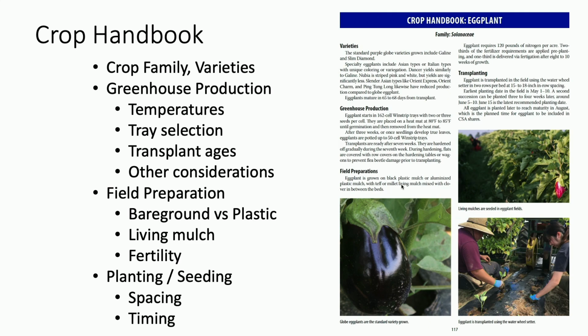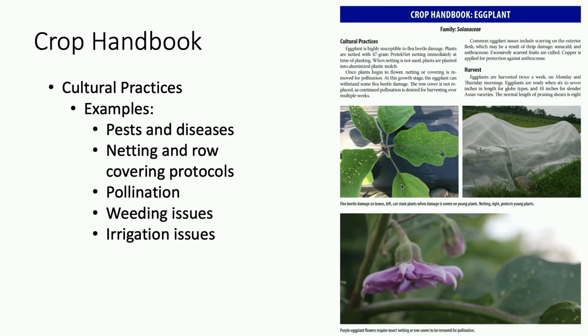What you're going to discover in the crop handbook and on the profiles is just introducing the crop. We'll talk through varieties that we have used successfully. If it's a greenhouse produced crop, we'll talk about how we choose trays, transplant ages, things like that. And then field preparation, the fertility requirements of that crop, what we're doing, is it going into bare ground, are we growing it on plastic culture, all that information is there. Planting, seeding, whether that's transplanting or direct seeding, crop spacing, timing, things like that.